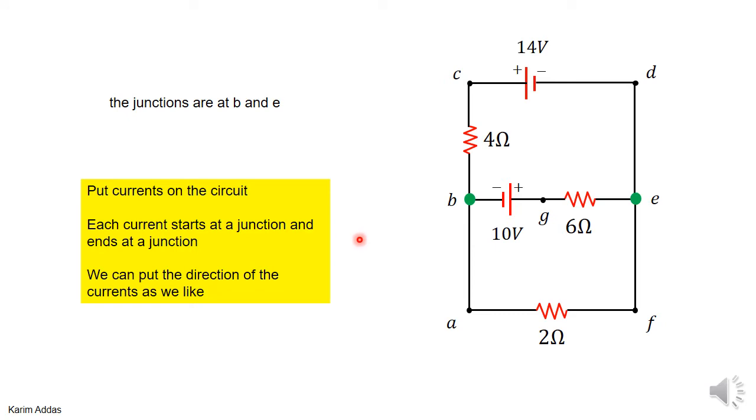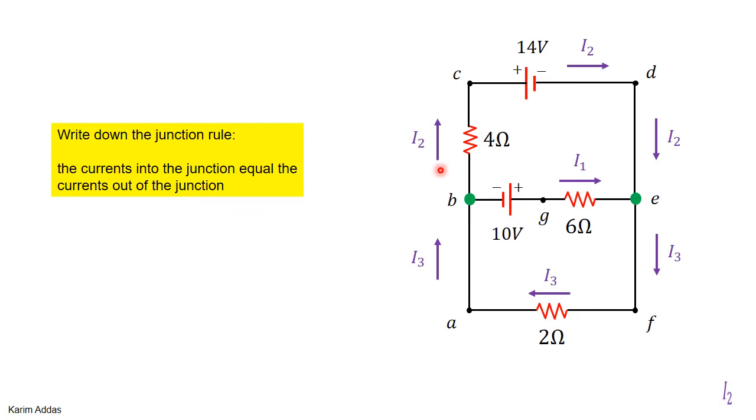Now the next thing you need to do is to identify the currents, put currents in the circuit. You can put the currents anywhere you want, but they have to start at a junction and end at a junction. So always a current starts at a junction and ends at a junction. You can go in any direction, you can call them any name you want. This is a particular choice of the distribution of currents. Current I1 starts at B and ends at E, going from here to here. Current I2 starts at B and ends at E, going in this direction. Current I3 starts at E and ends at B, going in this direction. So the currents always start at a junction and end at a junction.